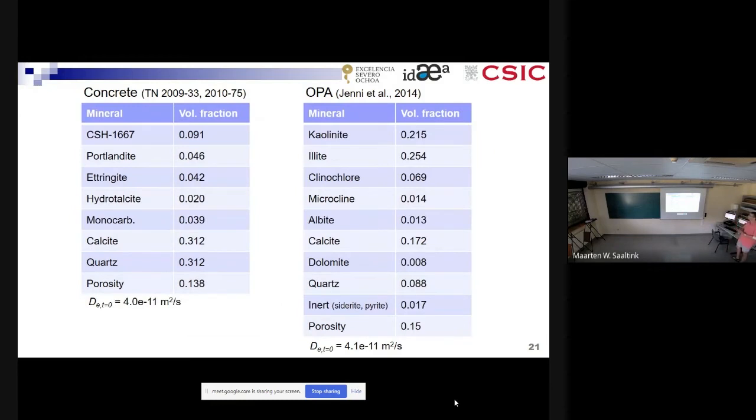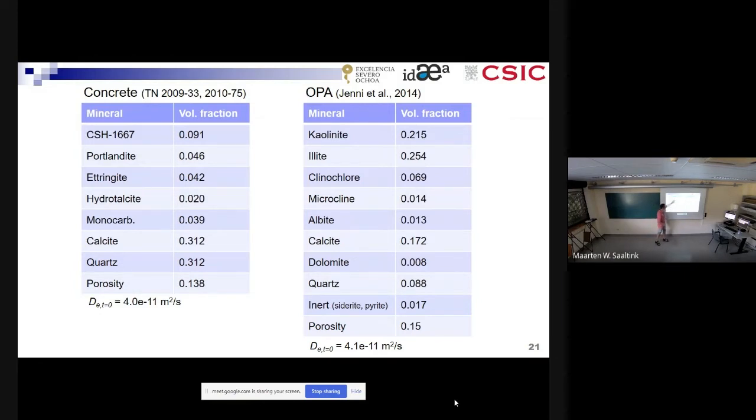Okay, these are the compositions of both the concrete and the Opalinus Clay, basically from literature. In the concrete, you have basically the cement phases. These are volume fractions. If you multiply by 100, you get percent. Calcium silicate hydrate, portlandite, which are the main phases, ettringite, carbonate, and these two, calcite and quartz, which have 31% volume fraction each. These are the aggregate, the sand and the gravel in the concrete.